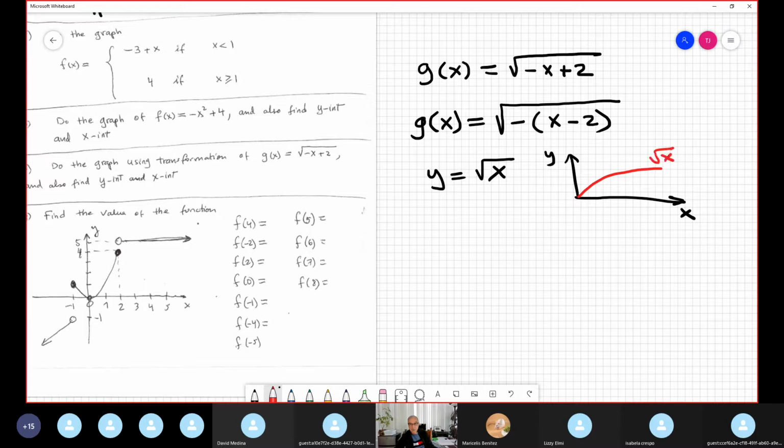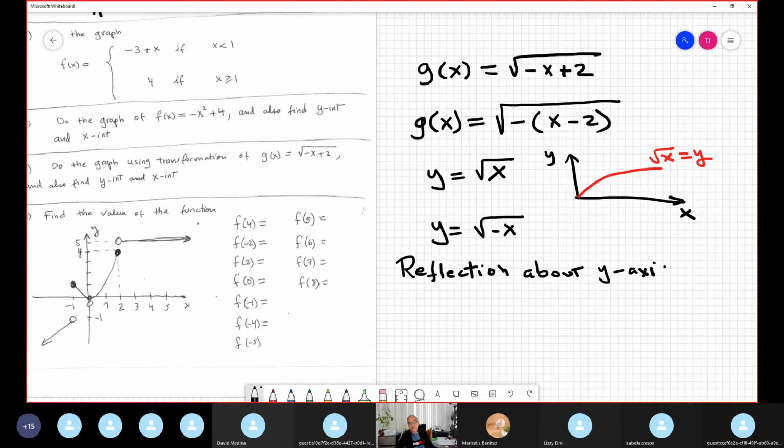Square root x. However, I can see my first transformation is a negative here, negative x. It's a reflection, but a reflection about the y-axis. It's important to understand, guys: when the negative is inside the parenthesis, it is this, and when the negative is outside the parenthesis, it is with respect to the x-axis.